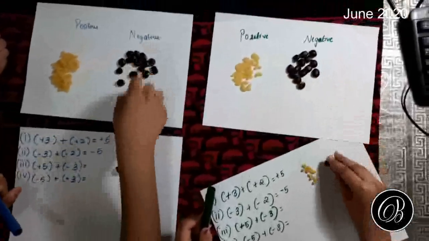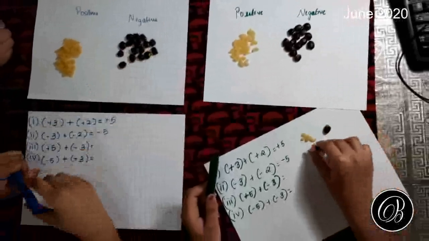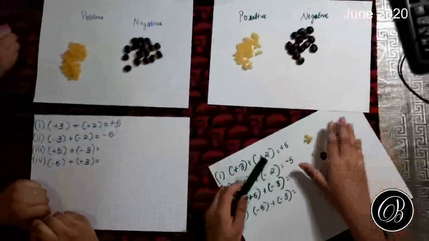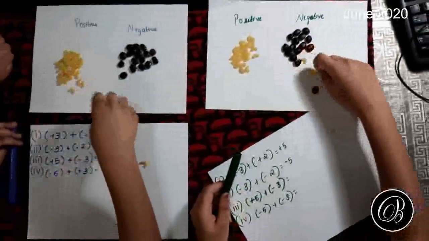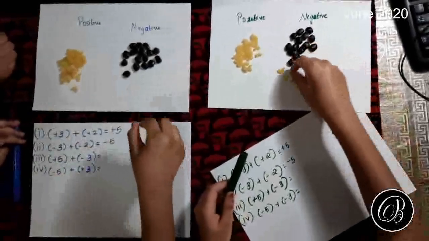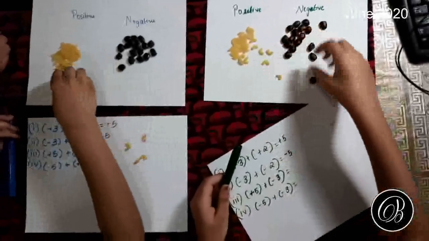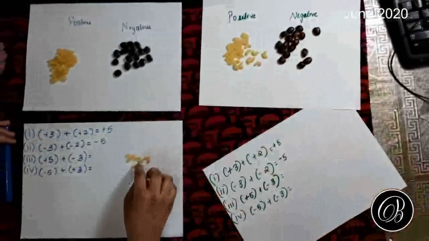Rule 2. If both signs are negative, add them up. Then the sum which you get is negative.